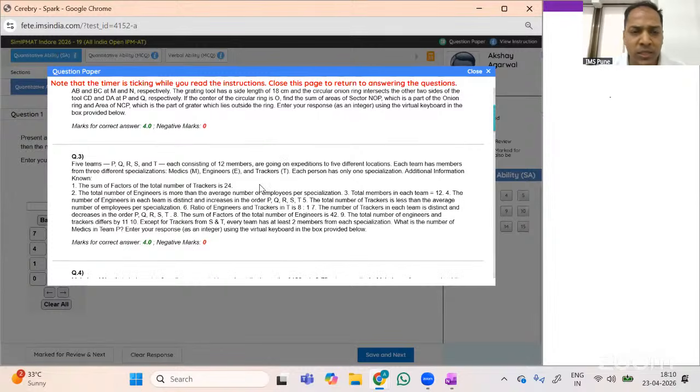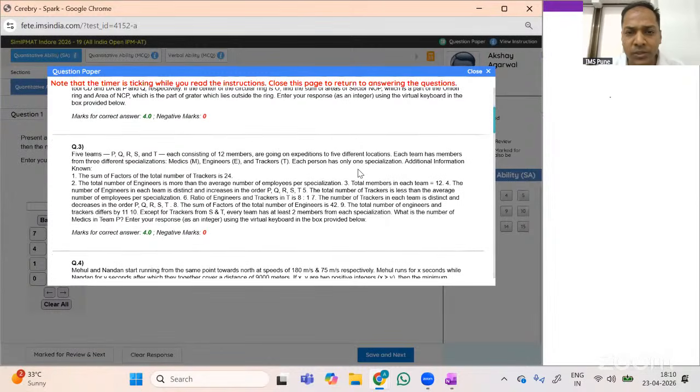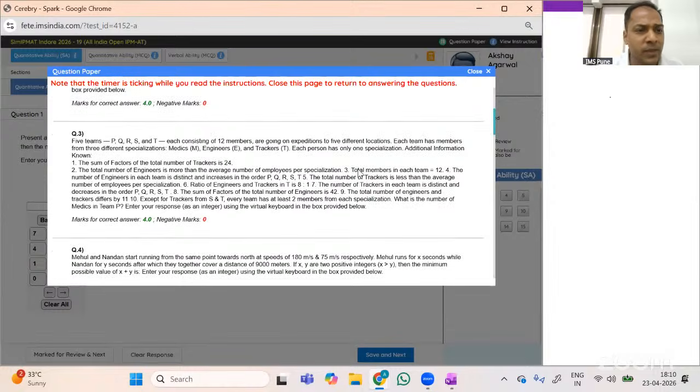5 teams PQRST, each consisting of 12 members, are going on expeditions to 5 different locations. Each team has members from 3 different specializations: medics, engineers, trackers. The sum of factors of the total number of trackers is this. The total number of engineers is more than the average number of employees per specialization. Okay, there are only 3 specializations. Fine, so it's more than 8.